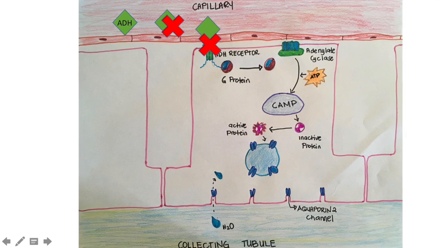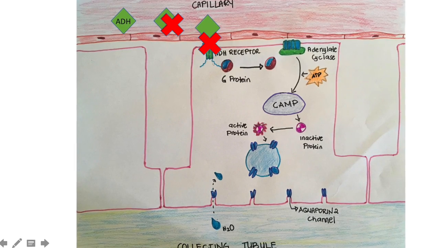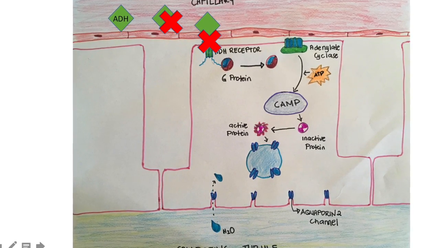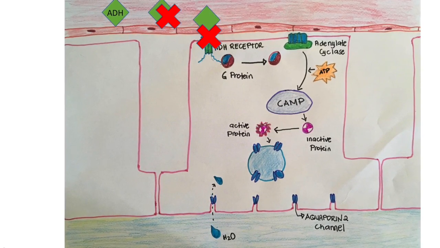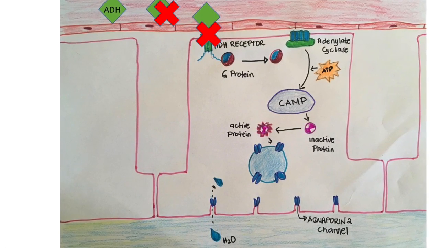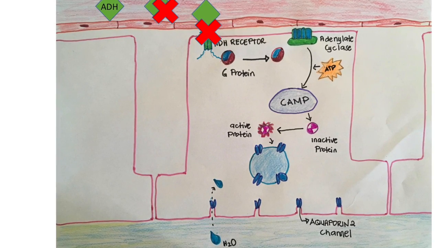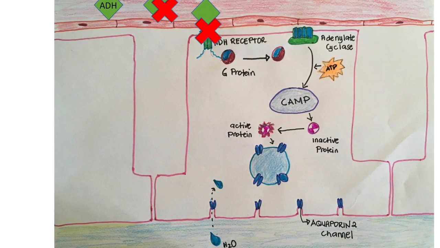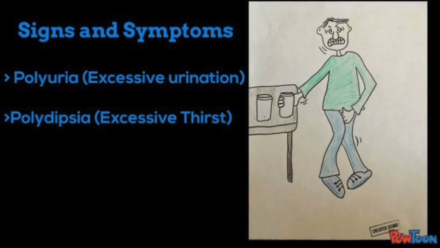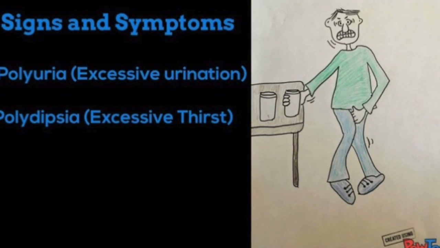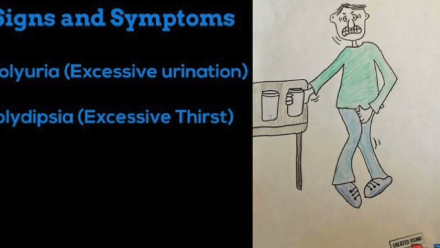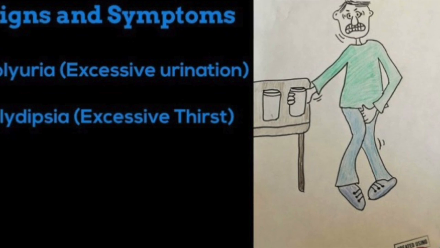When there is a lack of ADH production or the ADH receptors don't respond to ADH, water reabsorption is uncontrolled by osmosis, which results in excessive urination of diluted and hypotonic urine, followed by excessive thirst. Signs and symptoms are excessive urination because of uncontrolled water reabsorption and excessive thirst because of excessive urination.